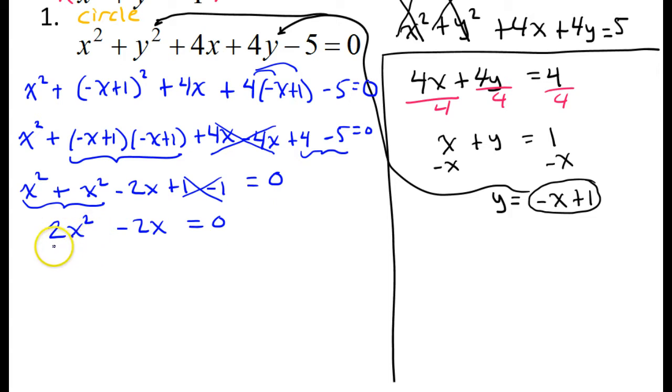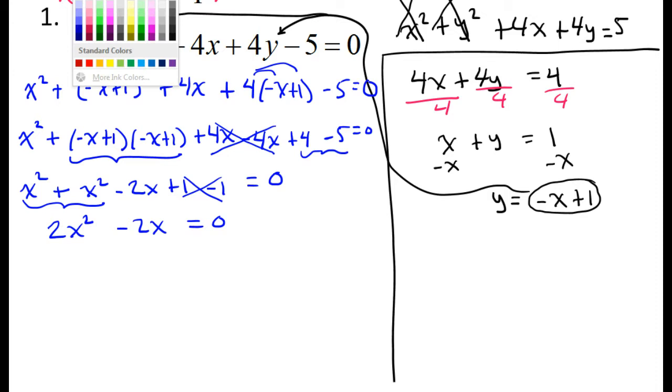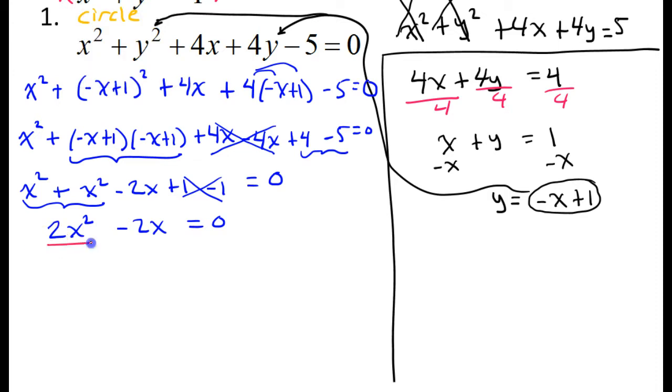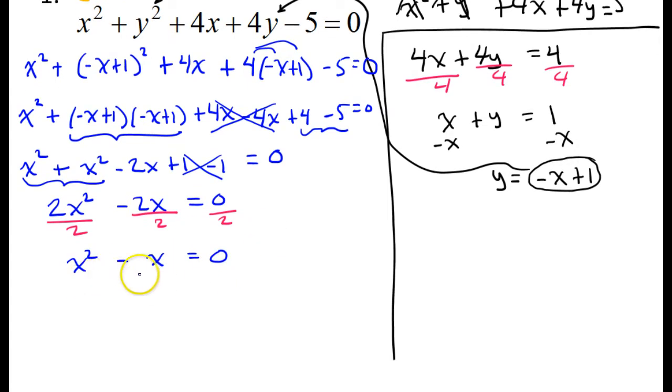Both of these are divisible by 2. So I might as well do that. Divide everything by 2, make my life easier. So now I will have x squared minus x is equal to 0. So the first step of factoring is really to pull out the greatest common factor, the GCF, which in this case is x, and that will leave behind x minus 1.